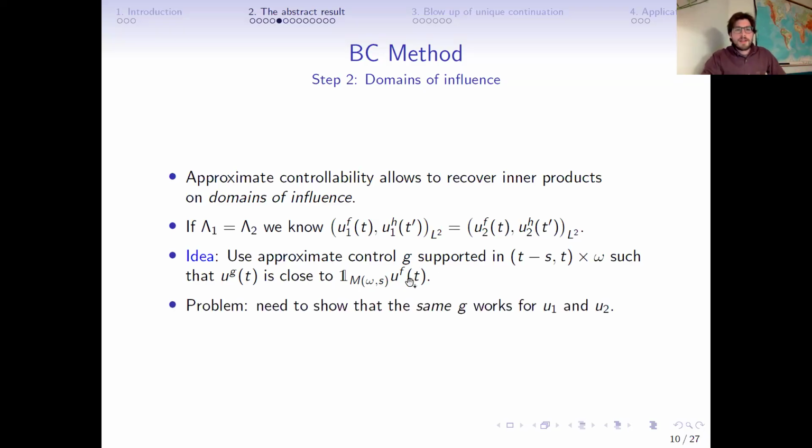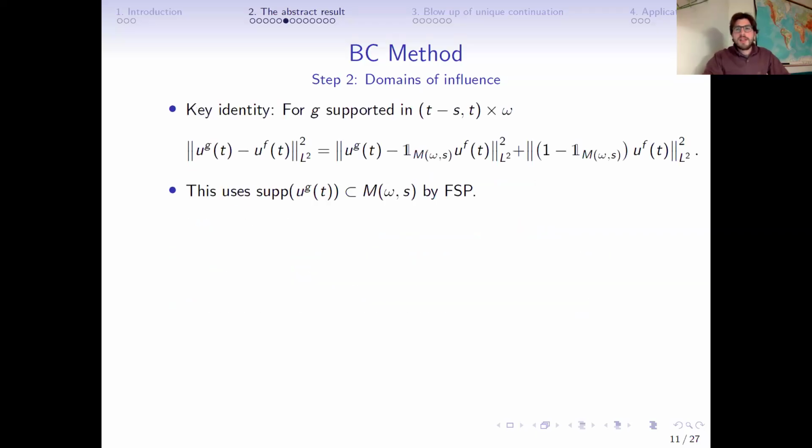But the problem is that we can do this, let's say, for one solution, U1, but nothing guarantees that the same approximate control is going to work both for U1 and U2. Because we can find a source H that is going to force our solution with potential Q1 to be close to this target, but there is no reason that the same source H will also work for the other solution U2. So now this is where it's quite clever.